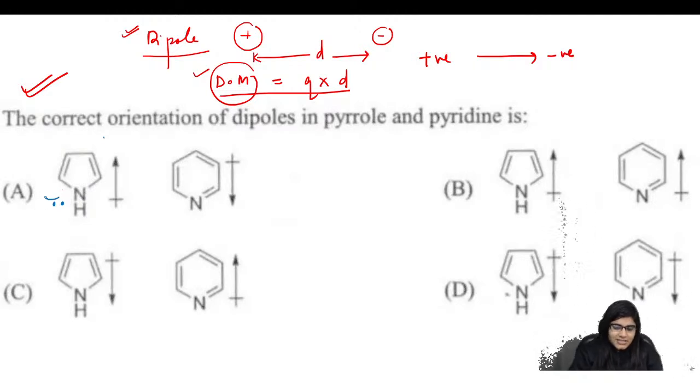Okay, so what can I say? This can go over here, like this. There is a resonance. So ultimately the electron is going from this position to this position.